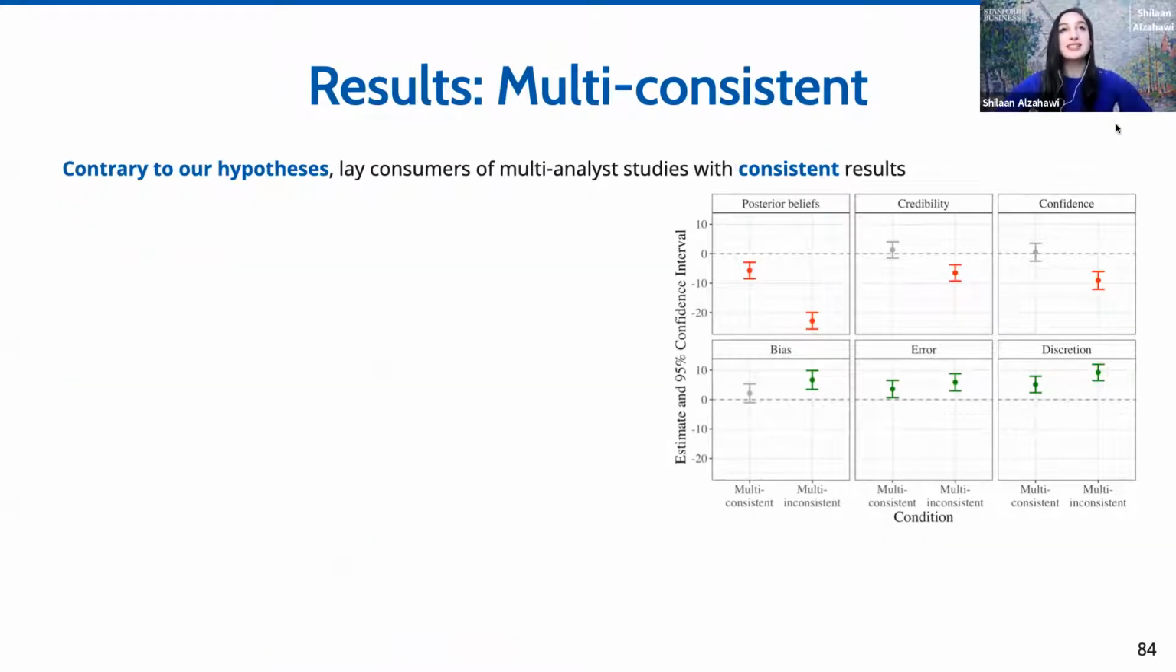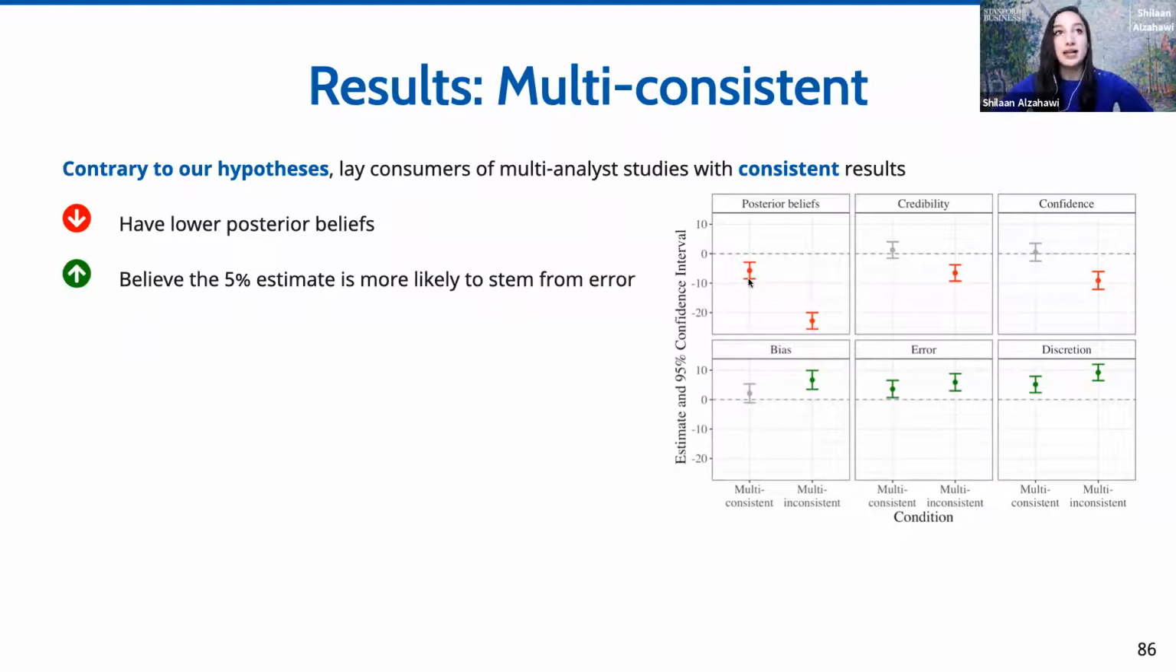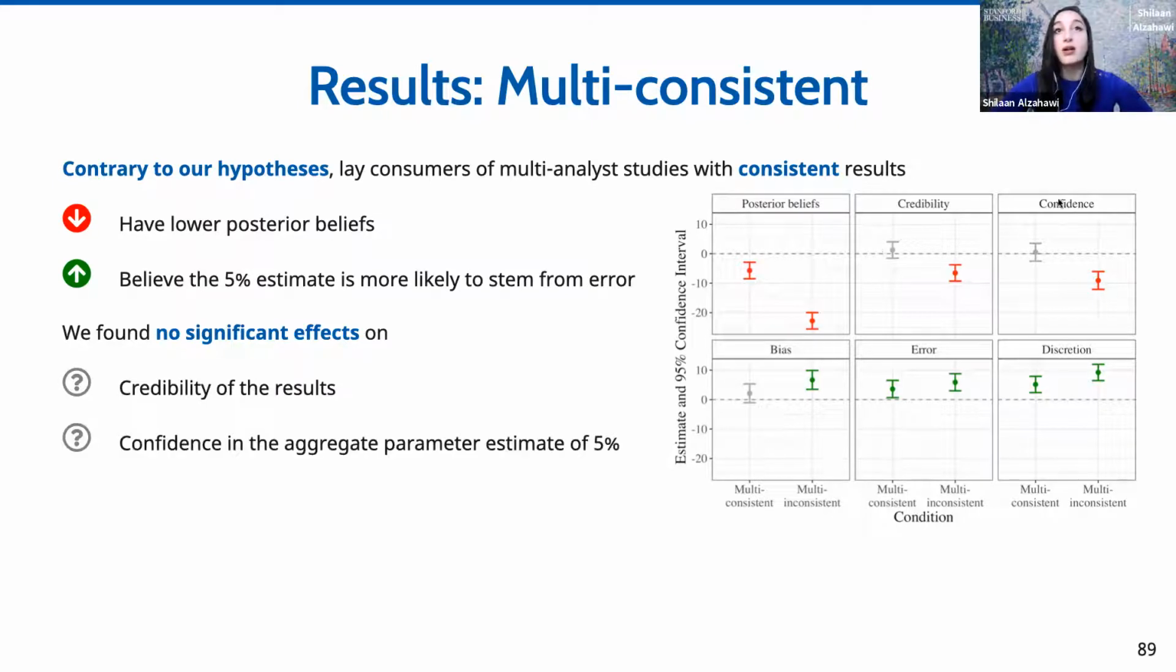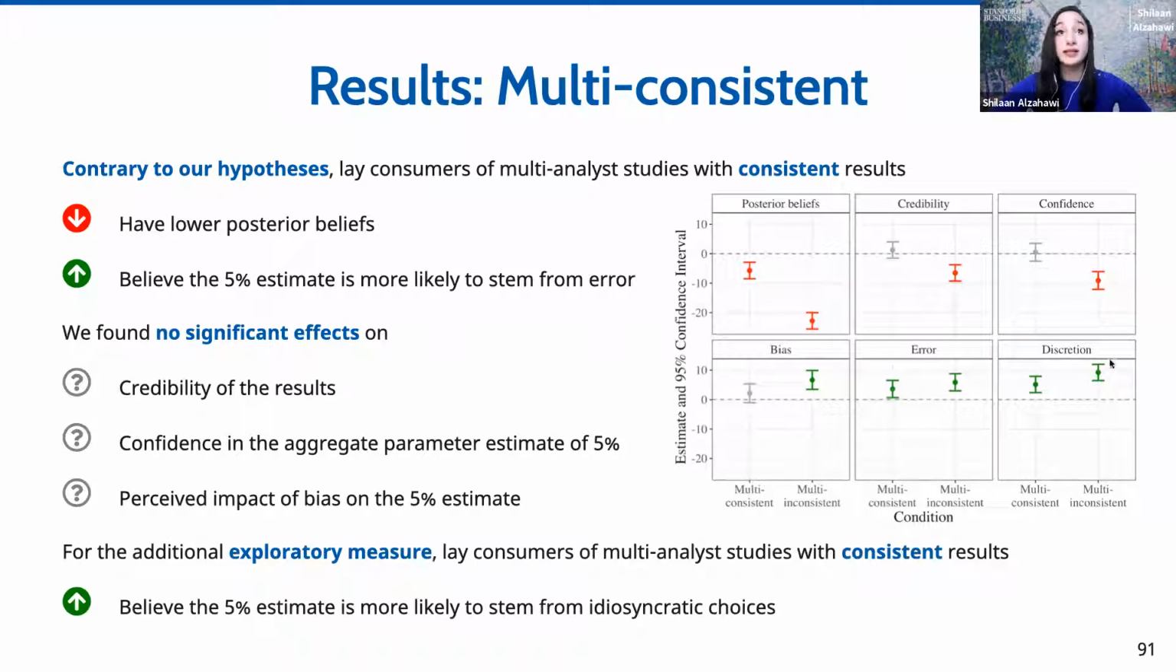Now, for the multi-consistent condition, we were more surprised by the findings. Contrary to our hypotheses, we found that lay consumers of multi-analyst studies with consistent results, so observing a consistent crowd, also led to lower posterior beliefs. That's the estimate that you can see right here. They believed the 5% estimate was more likely to stem from error. And we found no significant effects on the credibility of the results, confidence in the aggregate parameter estimate, and the perceived impact of bias. For the exploratory measure, we did find that lay consumers of multi-analyst studies with consistent results believe the 5% estimate is more likely to stem from idiosyncratic choices.